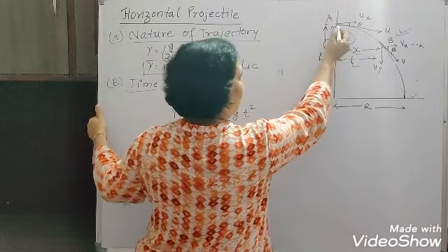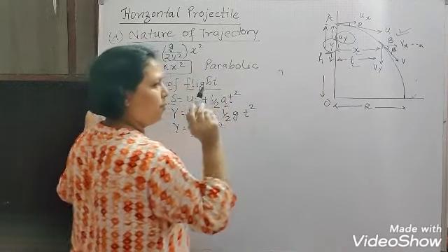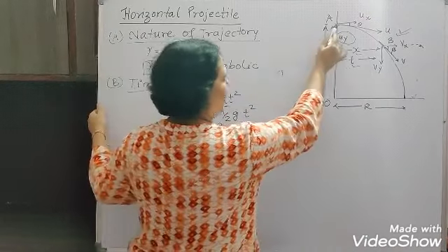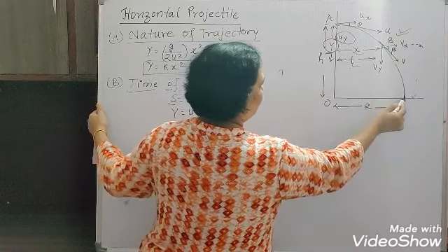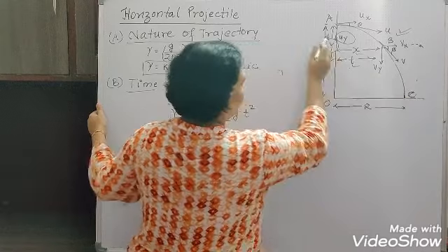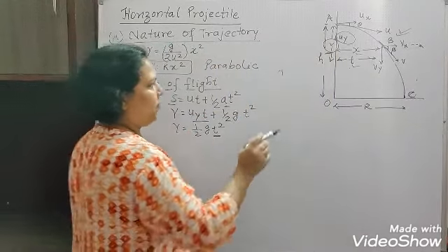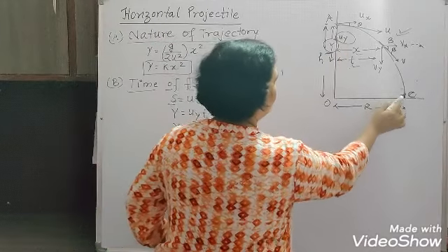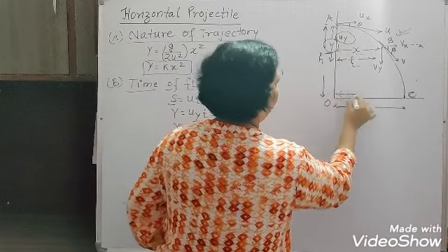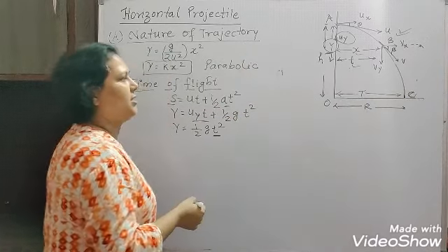The time of flight is the time taken by a projectile to travel from point A to point C. This is, you can say, C. So the time taken by the projectile to travel the journey from A to C, this is called time of flight. We are denoting this with the capital letter T.